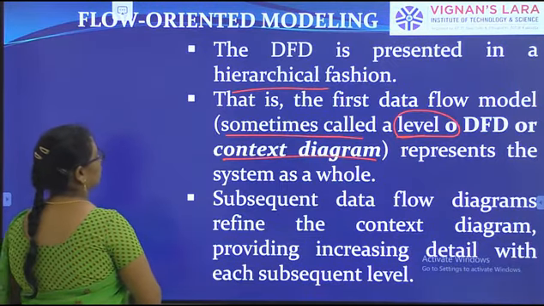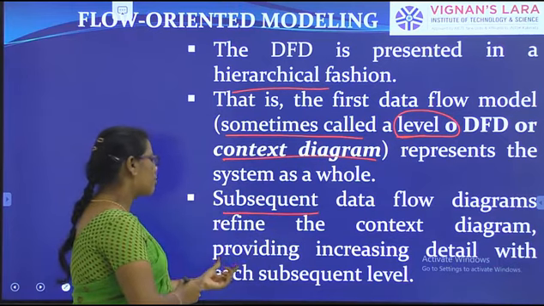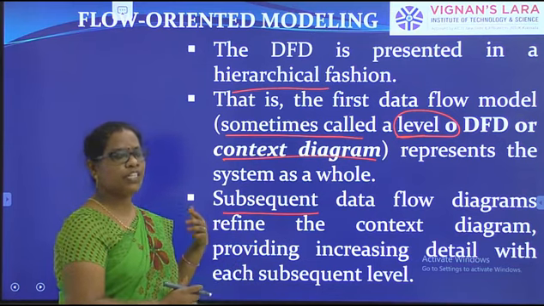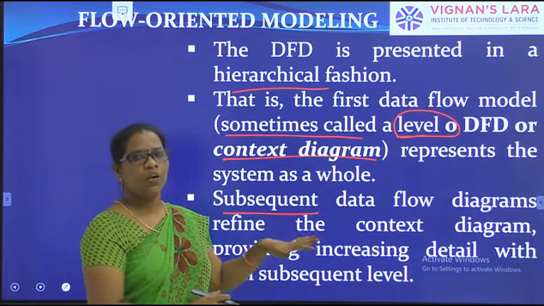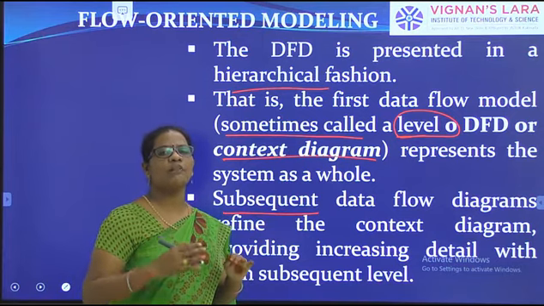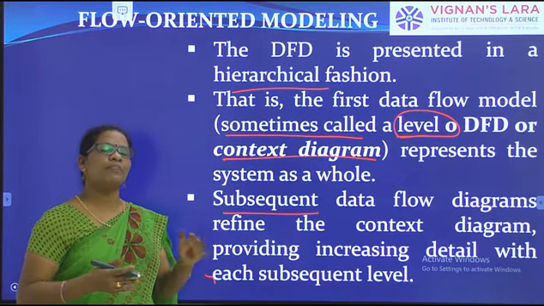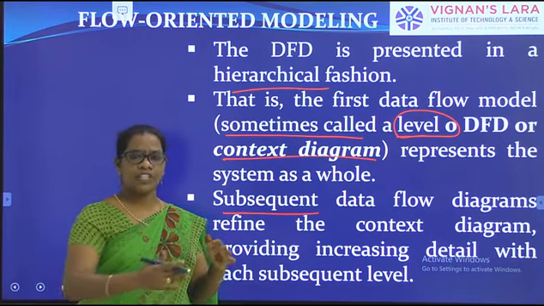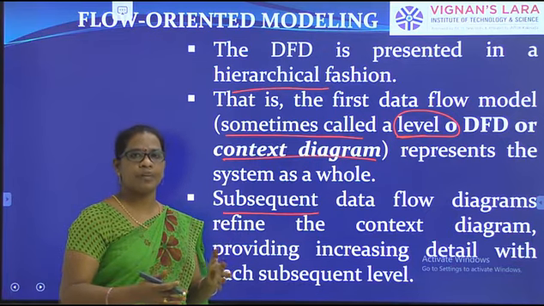Subsequent data flow diagrams refine the context diagram, providing increased detail with each subsequent level. So in level 0 we represent the whole system. Then in the home page, what are the things we can provide? In the login page, what are the things we have to provide? In the product page, what are the different products? That means in the product page, we have some more pages, for men's, for women's, for kitchen, for accessories or for mobiles. Like that we can divide the product page into many pages.